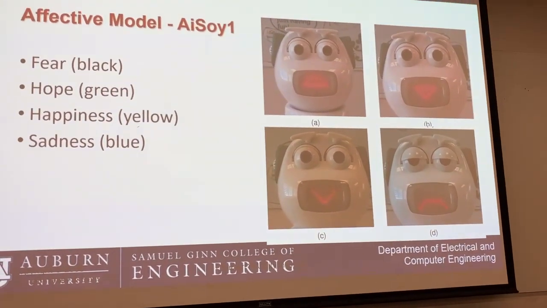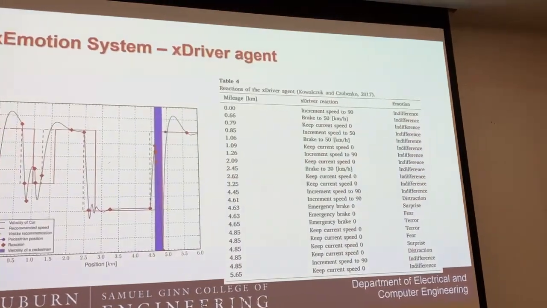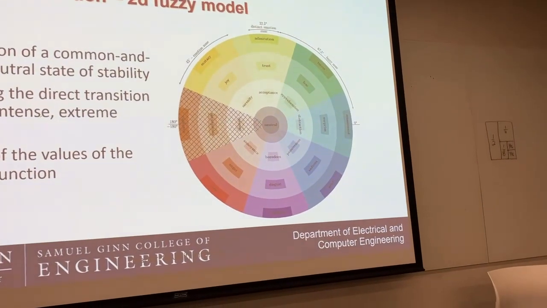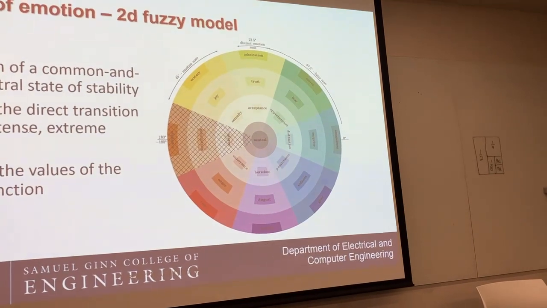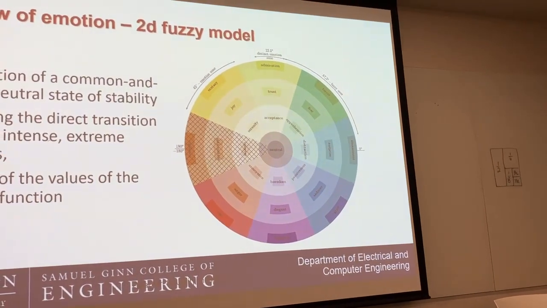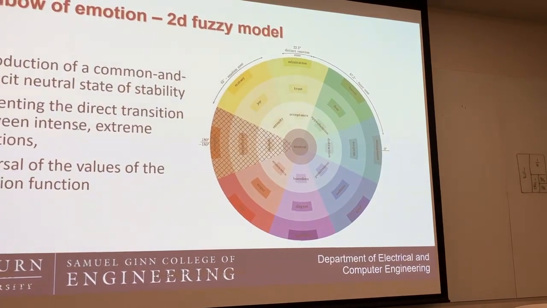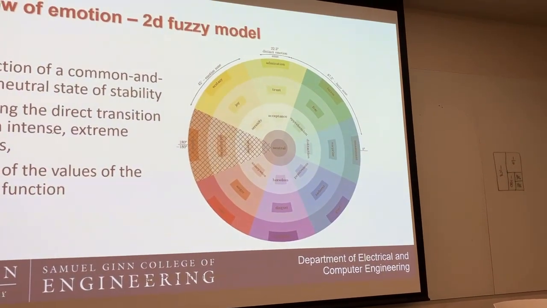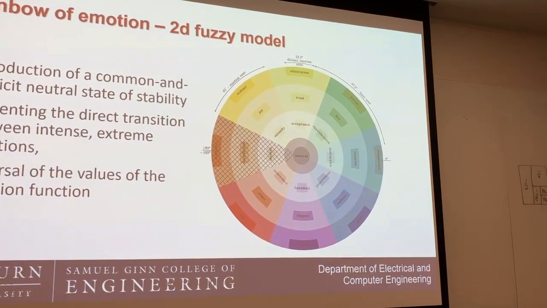Would you mind going back to the color wheel, the 2D fuzzy model? Yes, this one. Why was the orange one checkered out? It's just an example of a transition from the vigilant state to the amazement state. It has another fuzzy graphic, but I didn't show it here. Okay, thanks.